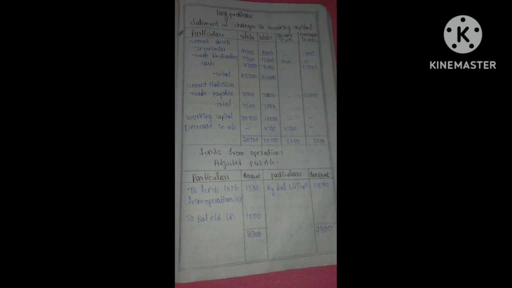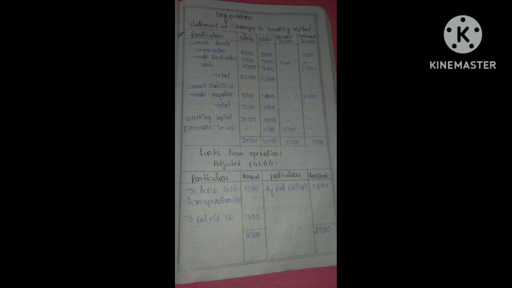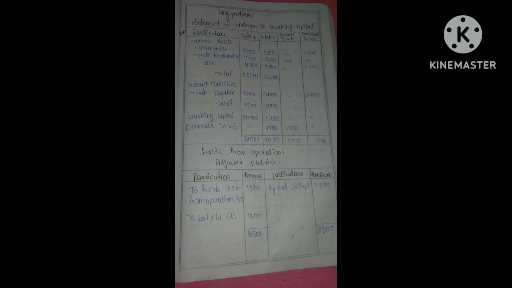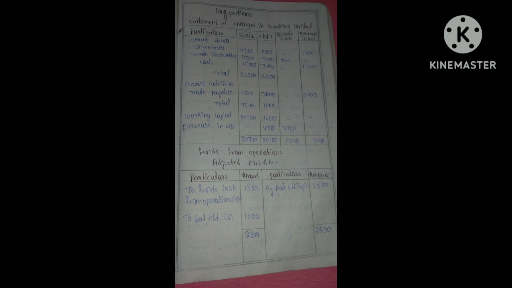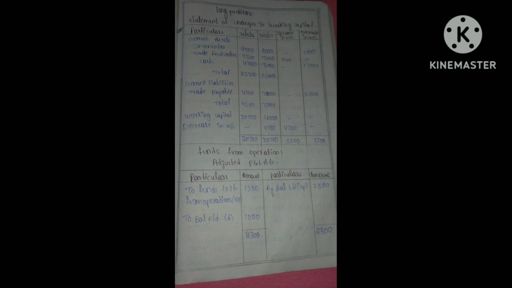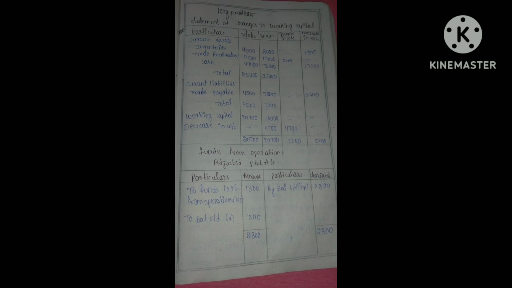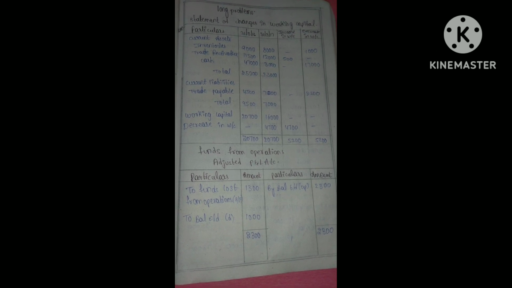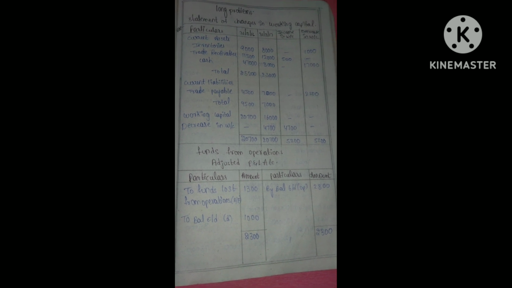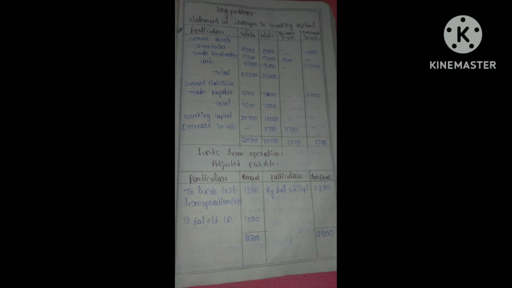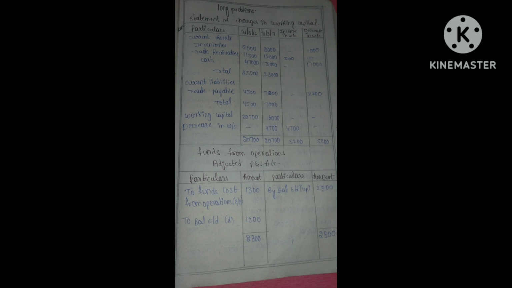So next we have to calculate working capital. The formula for working capital is current assets total minus current liabilities total. So just subtract the totals of current assets and current liabilities of the 2 years. So we will get 20,700 for 2016 and 16,000 for 2017. So next we have to calculate the decrease or increase in working capital. So subtract the current year from the previous year. So 2016 minus 2017, the values are 20,700 minus 16,000. So we will get a value of 4,700.